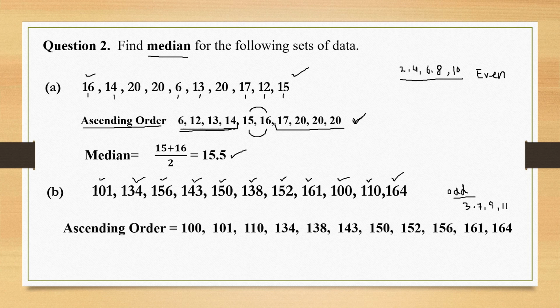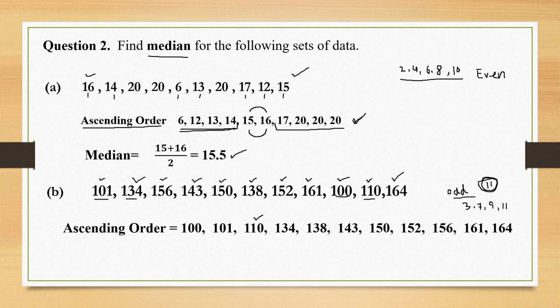Okay, so here the small number is 100, then 101, whereas here is 101, then 110, so I wrote here 110, then 134, whereas here is 134. It means that we have to arrange the data in ascending order, from small number to big number. Okay, so here the number of elements we have is 11. You got it, my dear student?